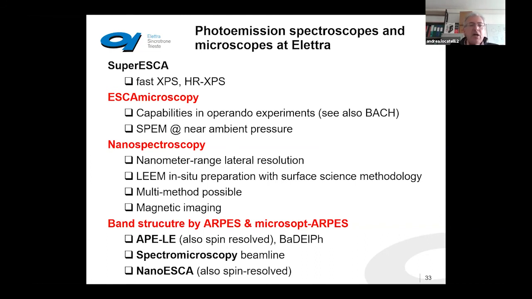And then there are a range of beamlines like Aurora Low Energy, Nano-ESCA, and Spectromicroscopy, which are specialized in ARPES. In particular, Aurora Low Energy and Nano-ESCA are equipped with spin filters, which enable really to look at the spin-filtered electronic structure.